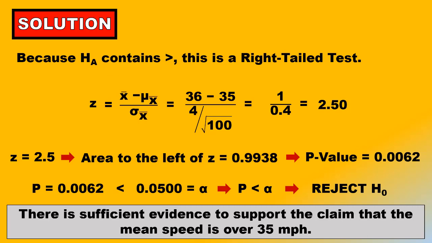And HA was the claim that we were making as part of the neighborhood watch that the cars are going too fast. So we've got enough evidence to support the claim that the mean speed is over 35 miles per hour. So now we've presented this to the county board of supervisors or the city council, and we said, here's our evidence. We have enough evidence to support the claim that the speed is faster than the speed limit. So can we please have our speed bump?